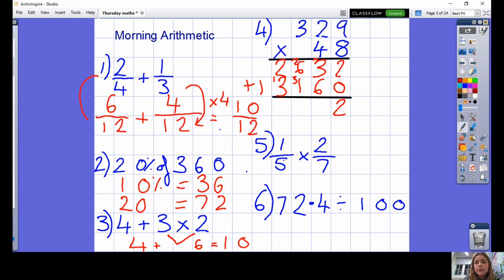2 add 0 is 2. 3 add 6 is 9. 6 add 1 is 7. 2 add 3 is 5. And 1 add nothing is 1. Your final answer should be 15,792.